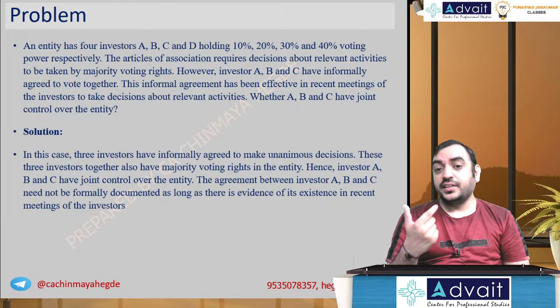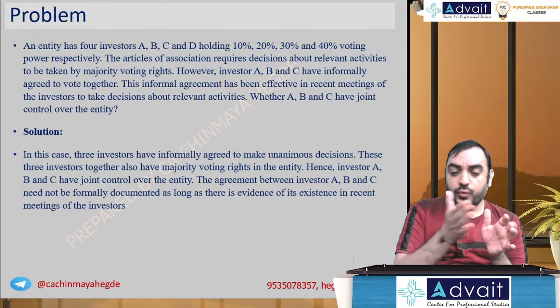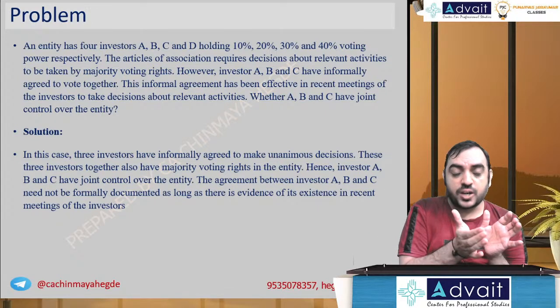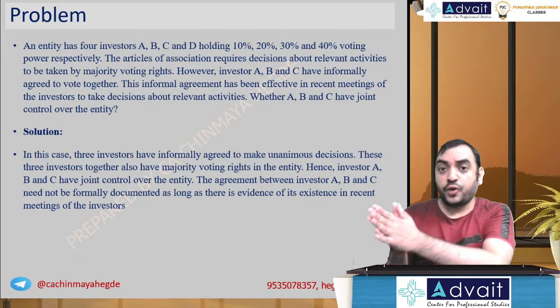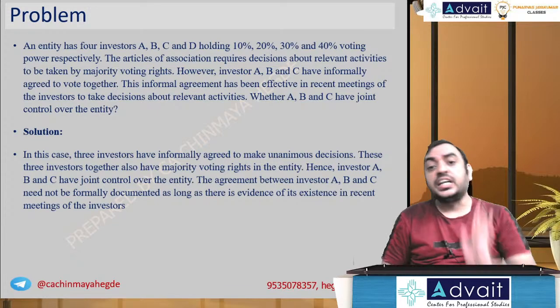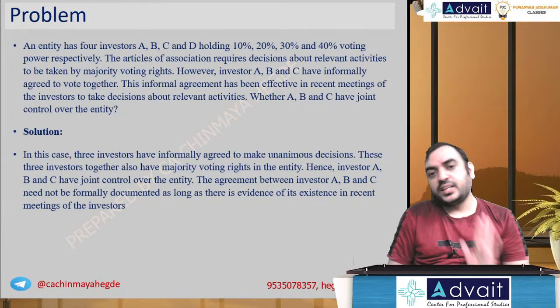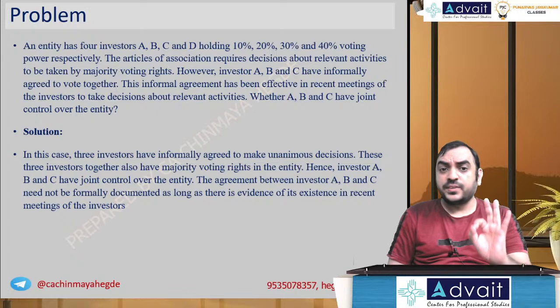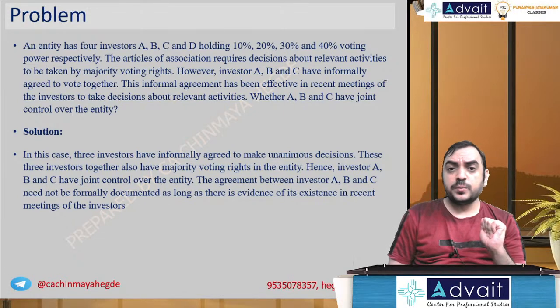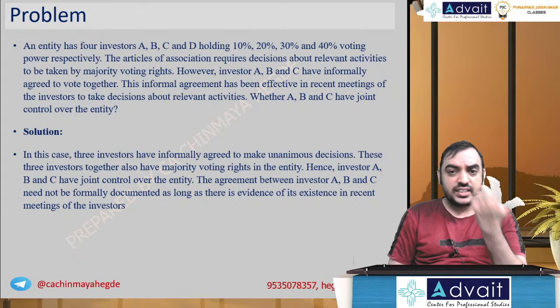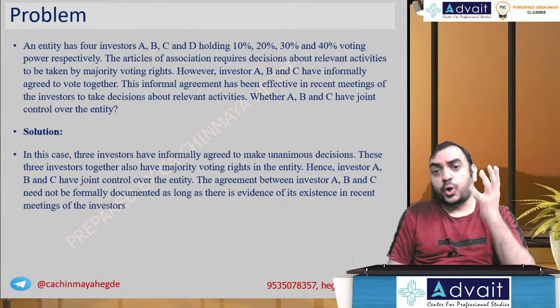Now, the question is, what is ABC together? 10, 20, 30, 60%, and they have come together and made a joint arrangement informally that they will make a single vote. It's effective also in the past. 60%, they require majority. Yes, so these people are definitely able to control the direction.